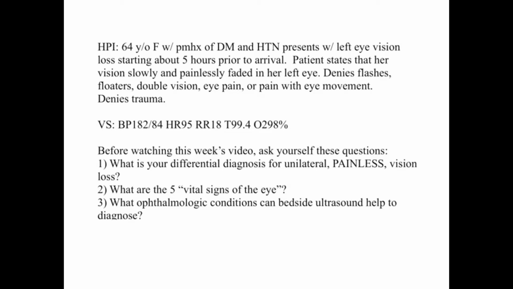This is a 64-year-old female with a history of diabetes and hypertension who presents with left eye vision loss starting about 5 hours prior to arrival. Her vision slowly and painlessly faded in her left eye. No flashes, floaters, double vision, eye pain, or pain with eye movement, and no trauma. She's a little bit hypertensive with a blood pressure of 182/84. The rest of her vital signs are normal.